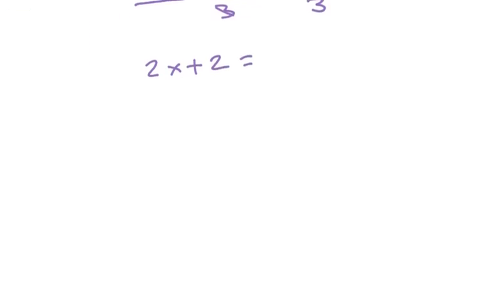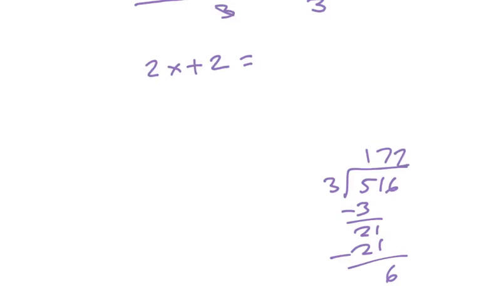So let me do that down here. So 516 divided by 3. 3 goes into 5 once. 21, 7, 21, 6 gives me 2. So it's 172.